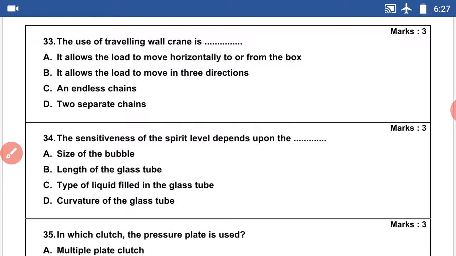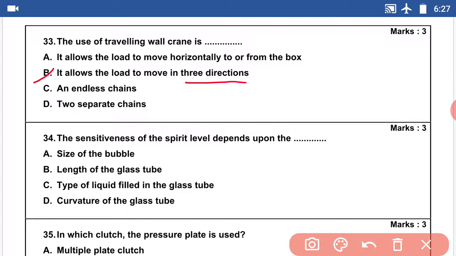The uses of travelling wall crane is dash. This question answer it allow the load to move three direction. Option B correct answer. Three direction. Question number 34.